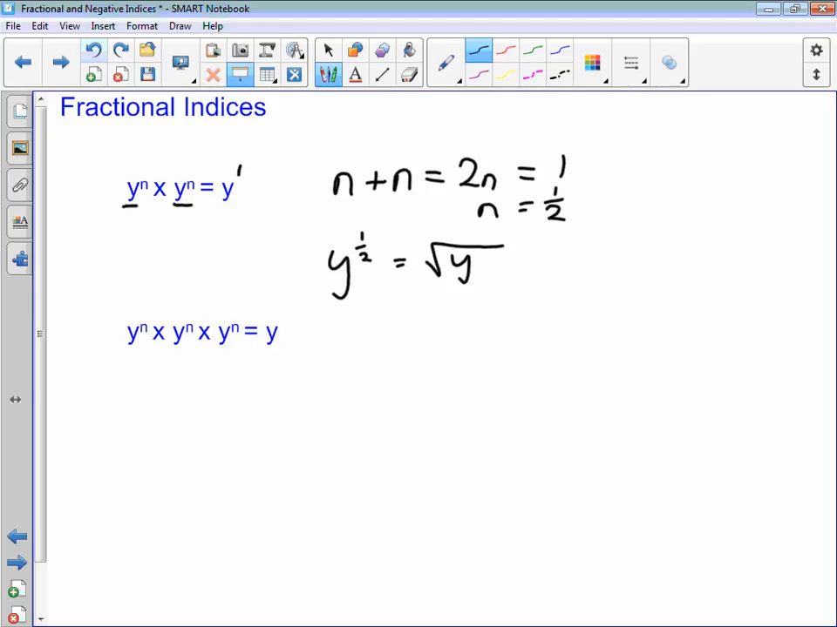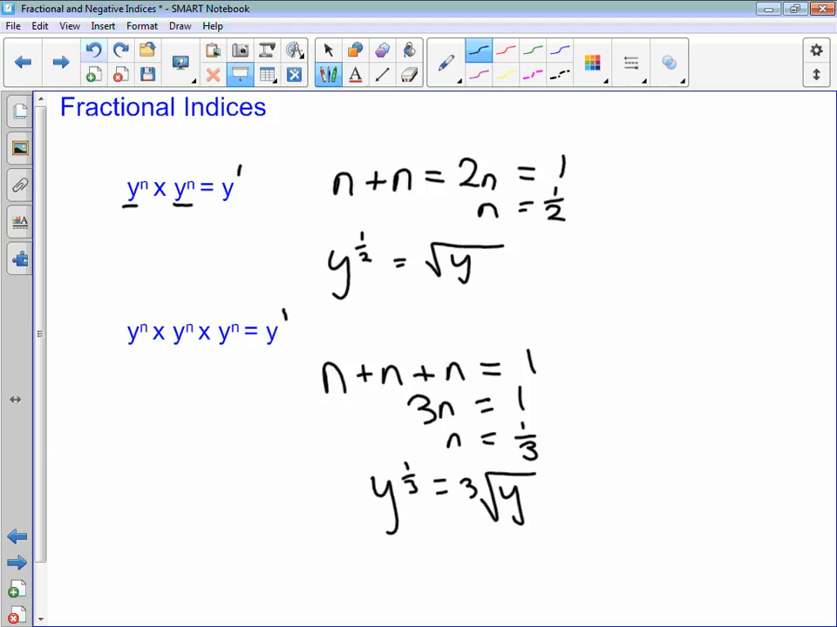If we look at a similar rule, y to the power of n times y to the power of n times y to the power of n equaling y. Again, we've got y to the power 1. So our indices rule again tells us that n plus n plus n must equal 1. So 3n is equal to 1. So n is equal to a third. And this means that y to the power of a third is the cube root of y.